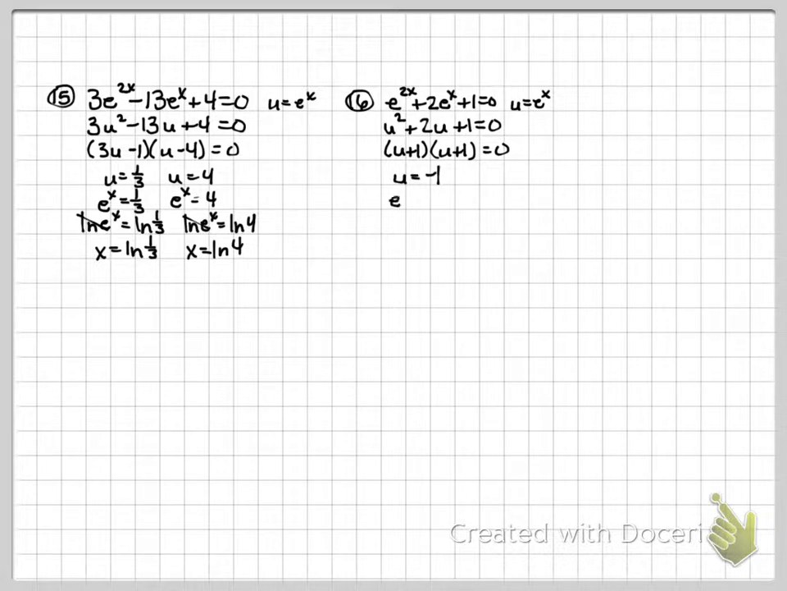Substitute the e to the x back in. And now I get e to the x equals negative 1. Now because both factors are exactly the same, there was only going to be one value, and that was negative 1. And e to the x can't equal a negative, so I have to cross that out. Therefore, we have no solution. And that's going to happen sometimes. Sometimes you're going to have one solution, 2 solutions, sometimes no solutions.